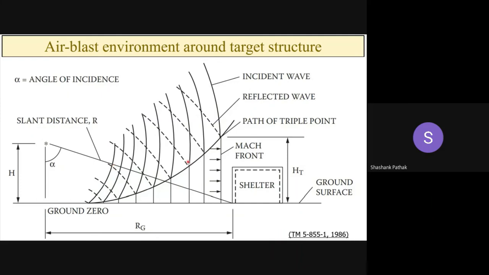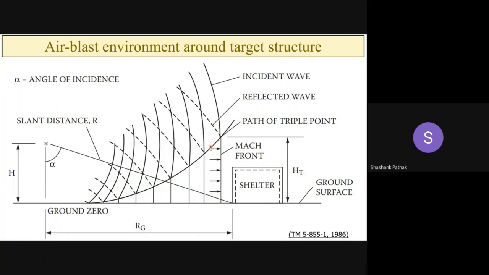Now in this particular slide, it is the same thing which has been shown. So basically, an explosion is happening somewhere at a particular height, and this is the angle of incidence for this particular point of the structure, and the structure is situated in this zone of Mach reflection. So the structure can be designed for this Mach reflection.